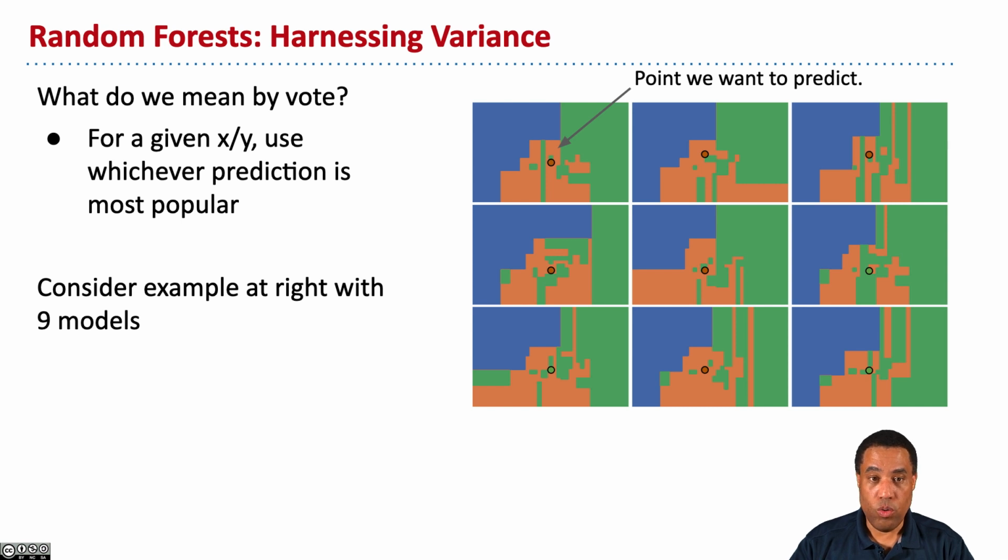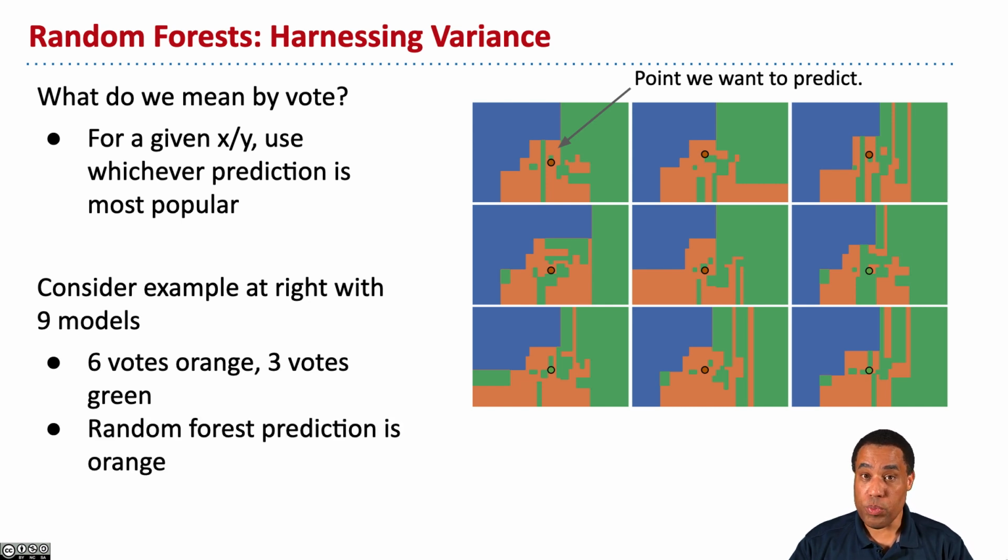Well, in the first row at the top, we can see that all the models predicted orange. So that's 3 votes for orange. The second row, we have 2 votes for orange and 1 vote for green. So now we're at 5 for orange and 1 for green. In the bottom row, we see 2 additional votes for green and 1 vote for orange. So we end up with 6 total votes for orange, 3 total votes for green. So the random forest prediction here will be orange.